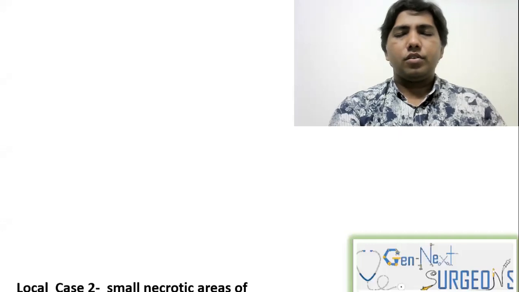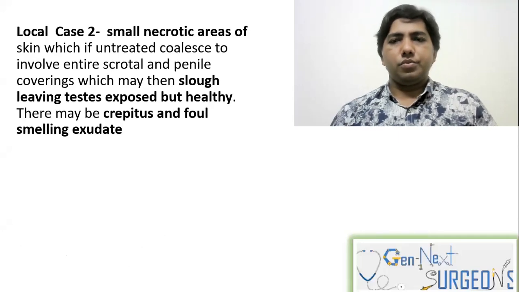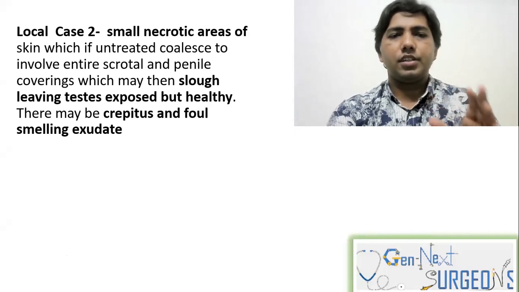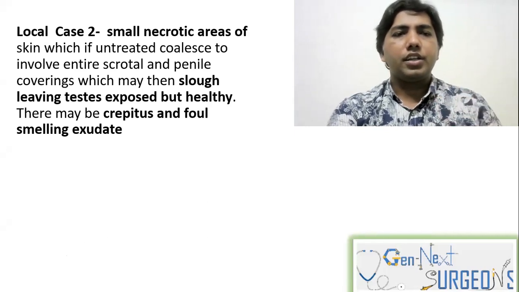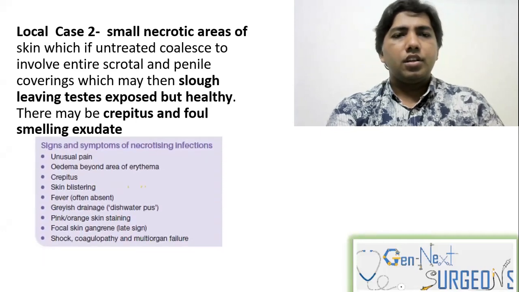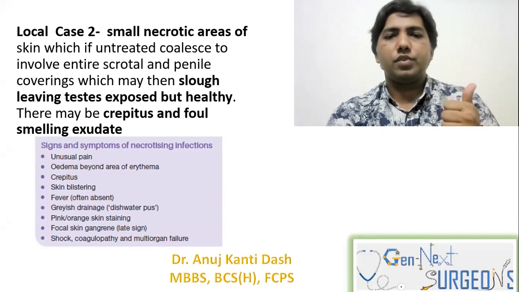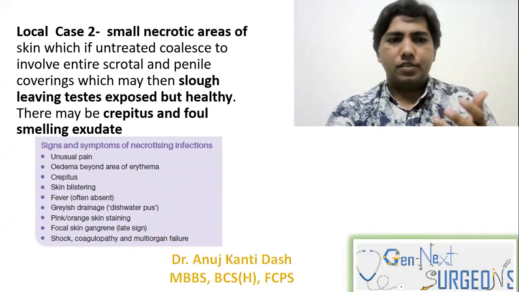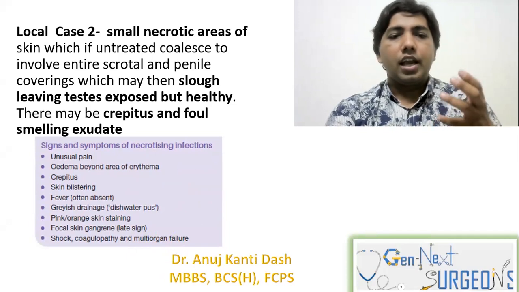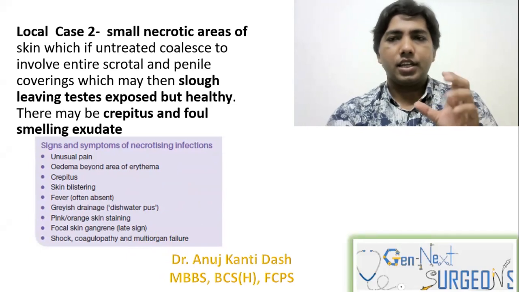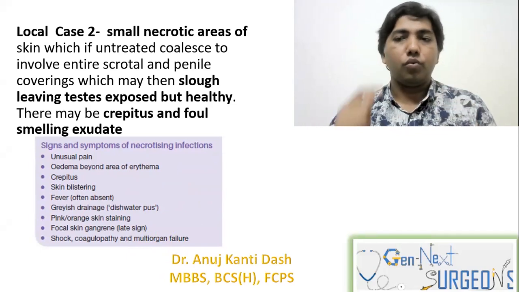Now we'll look at the next case, case 2. In that case, the scenario also stated everything: there are small necrotic areas of skin, and the entire scrotal and penile coverings have sloughed out, leaving the testes exposed but healthy, and there is crepitation and foul-smelling exudate. And for necrotizing fasciitis or Fournier's gangrene, there are a few points you might need to know.